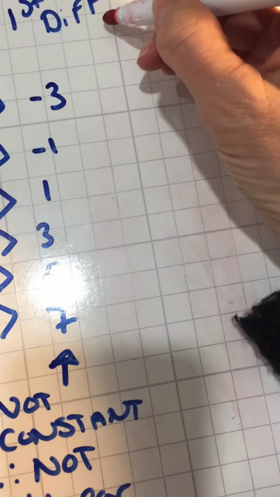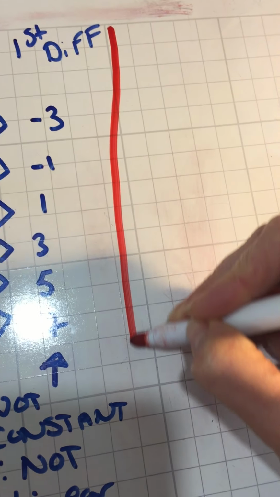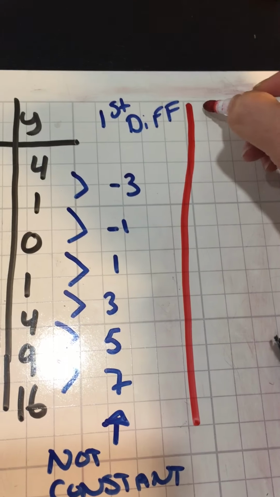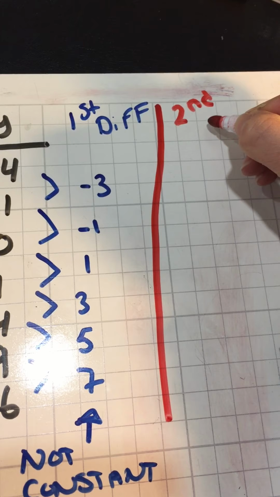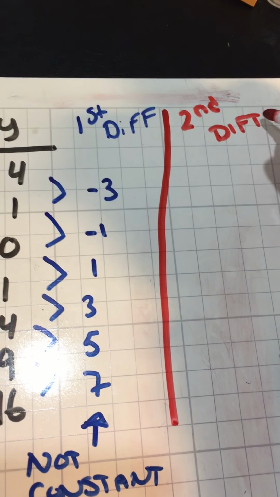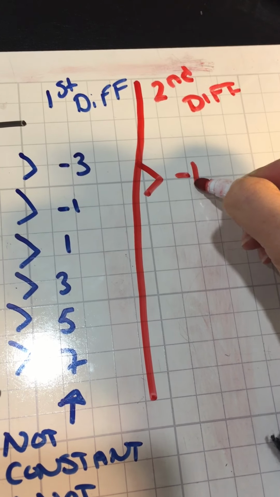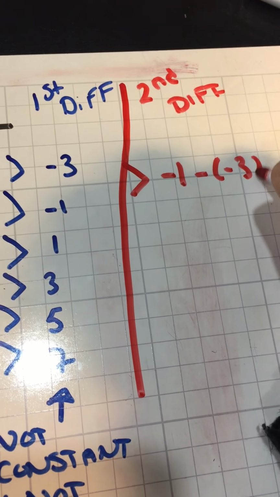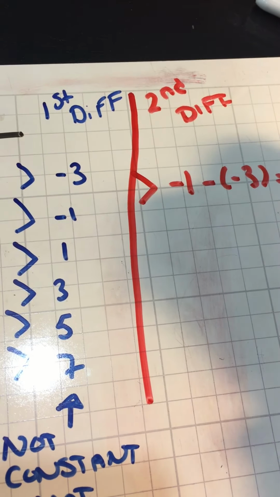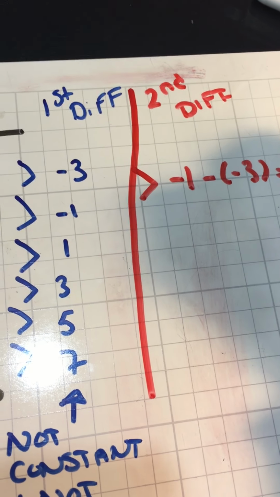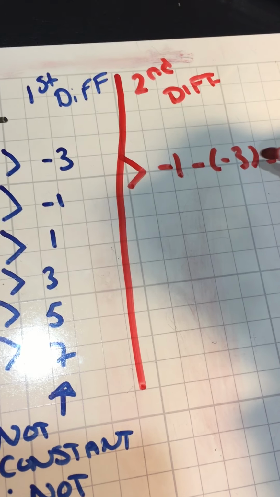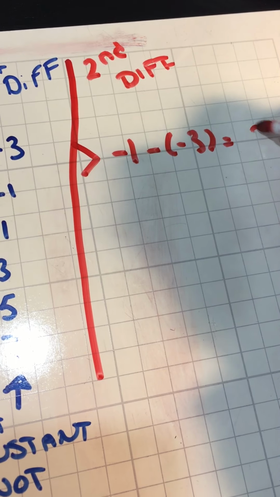If I were to take the difference again, this would be the second time I'm taking the difference. The difference between these 2 points, -1 minus -3, doing that right, is -1 plus 3, which is 2.